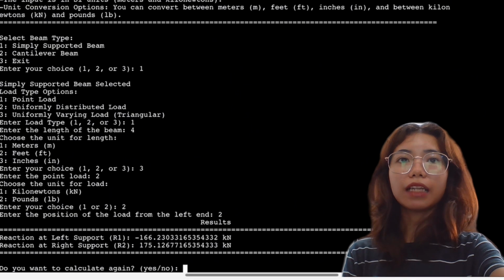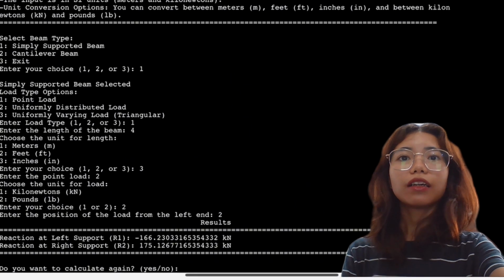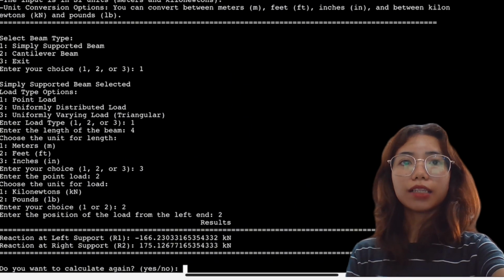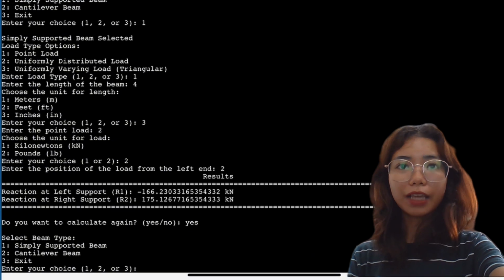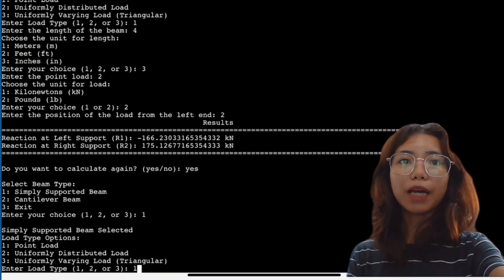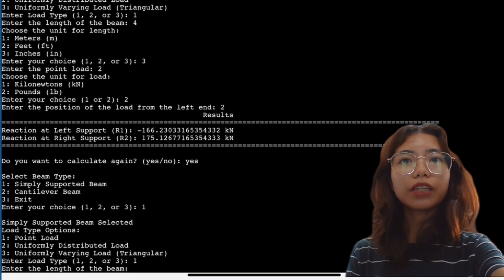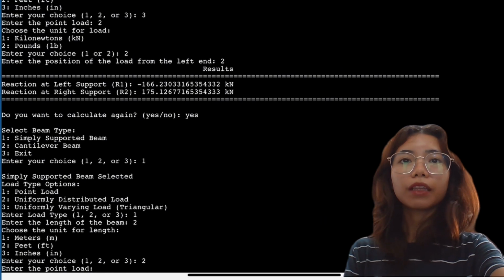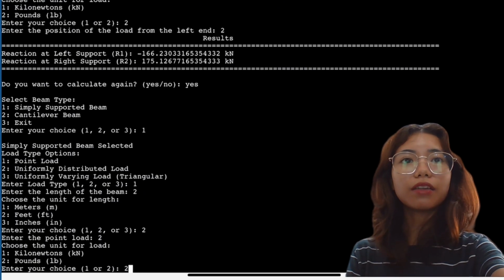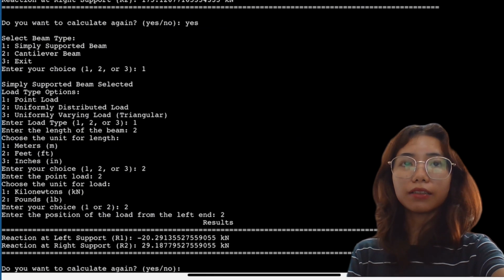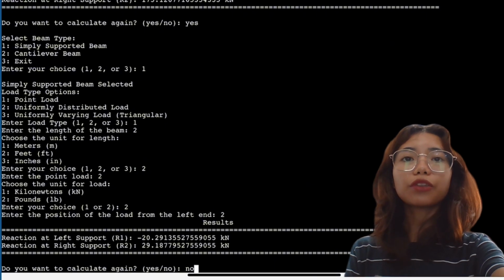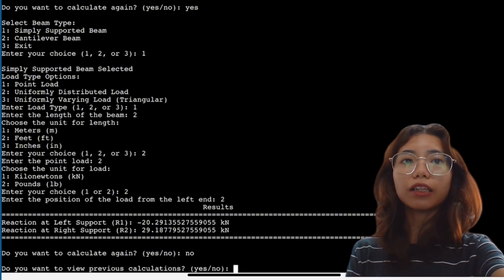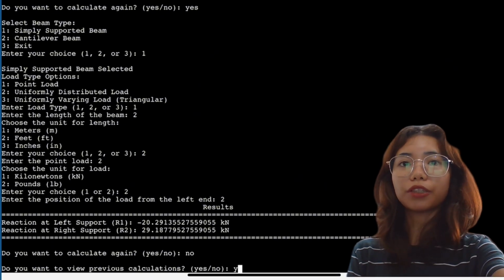After each beam analysis, the user is asked, "Do you want to calculate again? Yes or no?" If the user enters yes, the program loops back to the main menu so the user can perform another analysis. This makes it convenient to test different loading scenarios in a single session. If the user enters no, the program ends the calculation loop and moves to the next section.